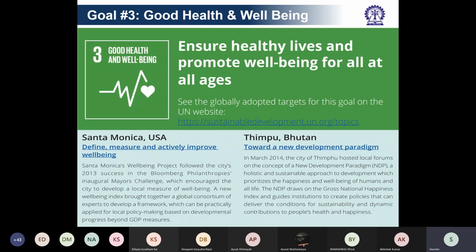Then goal 3 is about good health and well-being. We all know how important it is to be in good health, isn't it? Our health affects everything from how much we enjoy life to what work we can perform. That is why there is a goal to make sure that everyone has health coverage and access to safe and effective medicines and vaccines.